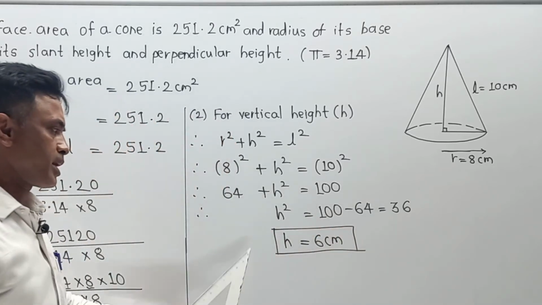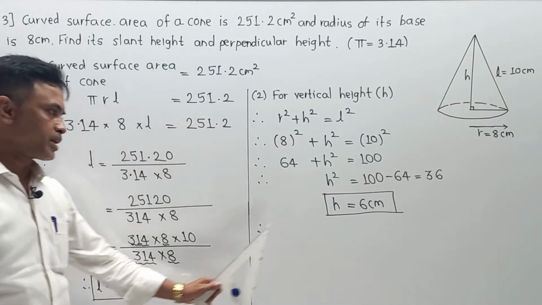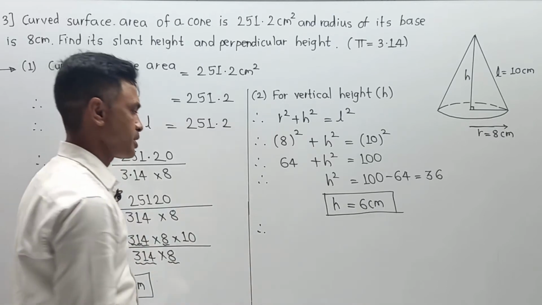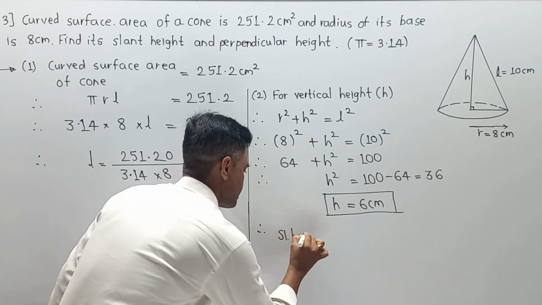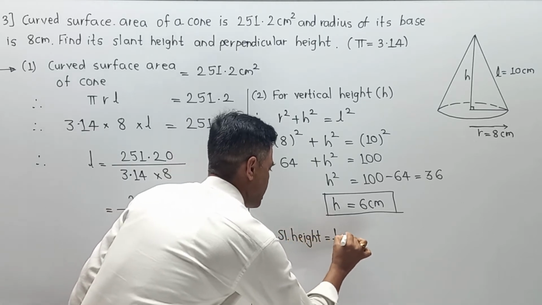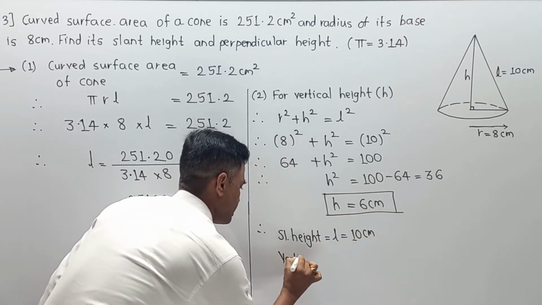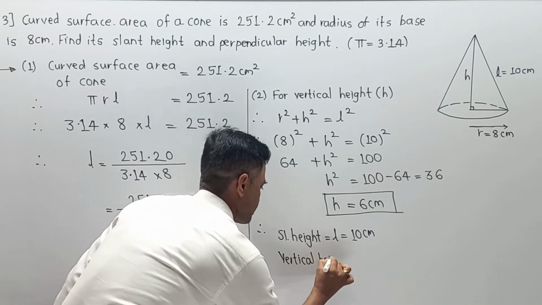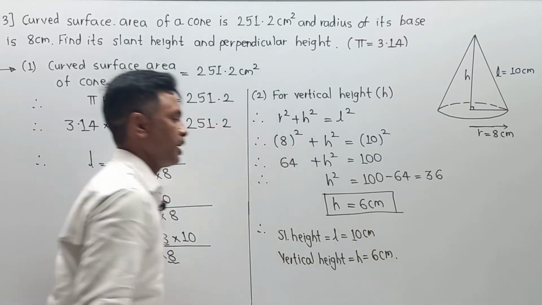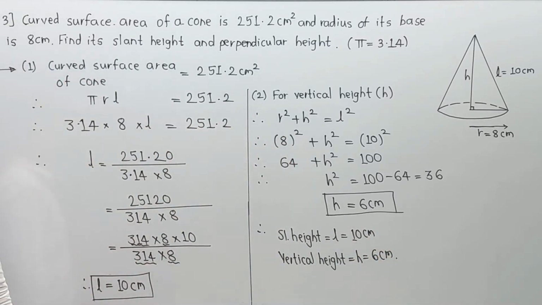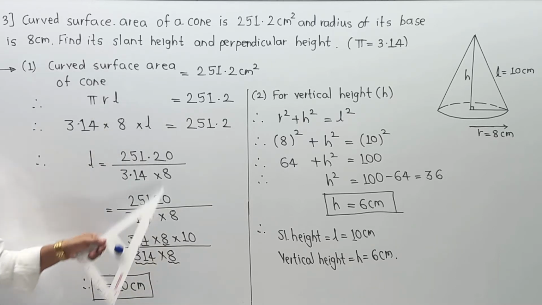And here we are able to get the second answer, that is vertical height. First, slant height L is equal to 10 centimeter and second, vertical height is equal to 6 centimeter. So here the slant height, that is equal to L, that is 10 centimeter, and second vertical height, that is equal to h, is equal to 6 centimeter. And in this way we can complete the entire numerical. Student, please observe carefully and understand the logic in terms of calculation trick over here.